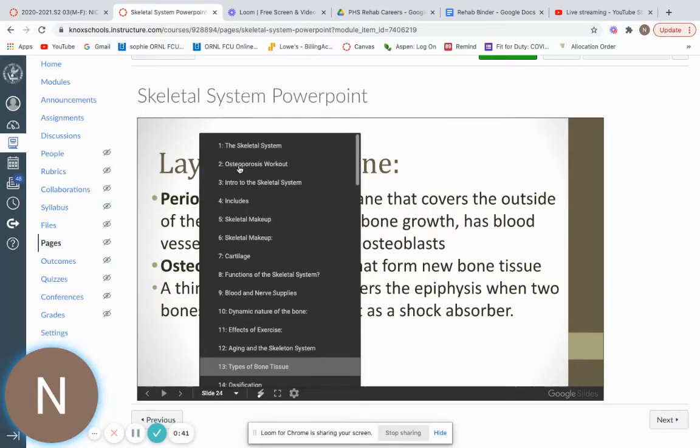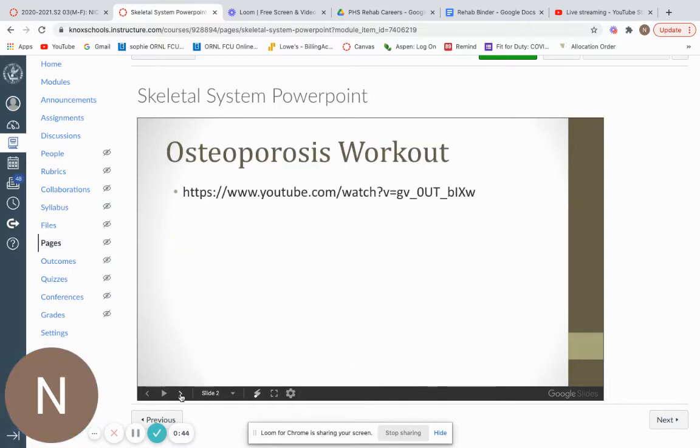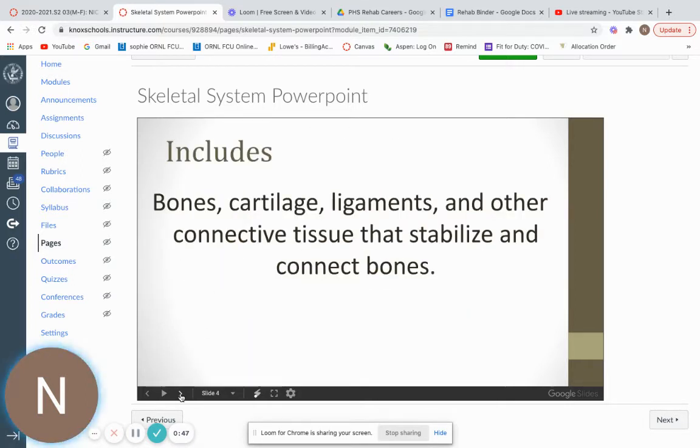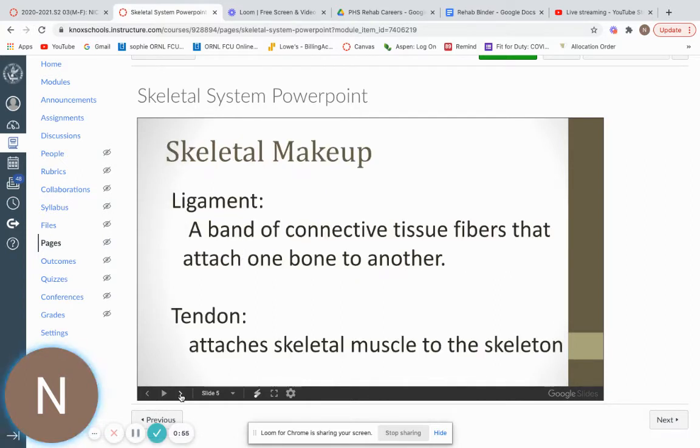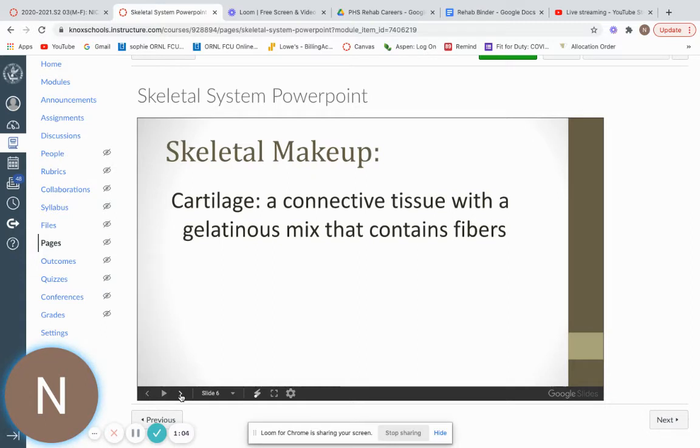So we are under the skeletal system module here. We all know that the skeletal system includes bones, cartilage, ligaments, and other connective tissue that stabilize and connect the bones. We know that ligaments connect a bone to a bone. A tendon attaches a muscle to a bone. And then we have cartilage. When we talked about tissue, we talked about cartilage. It's a connective tissue, and it's kind of got a gelatinous mix that contains fibers. So cartilage, remember, does not contain blood vessels or nerves, but it is another way of connecting two pieces together.